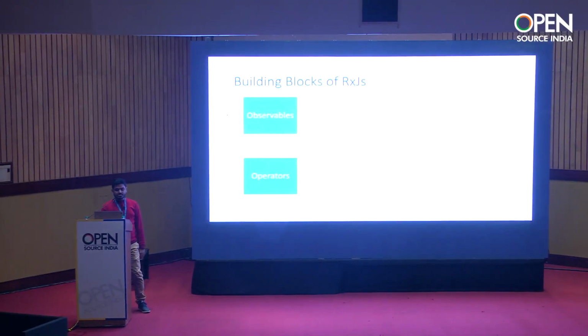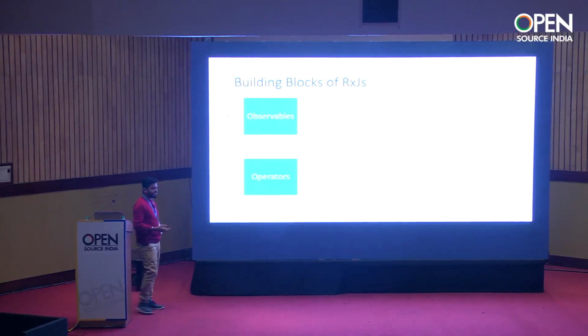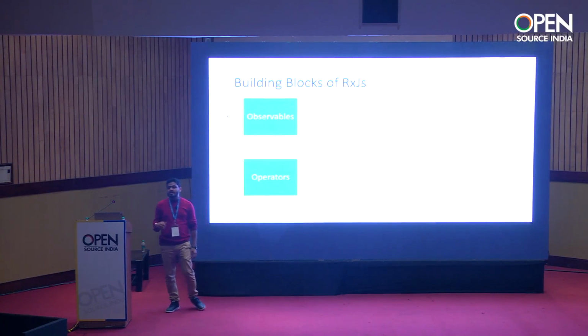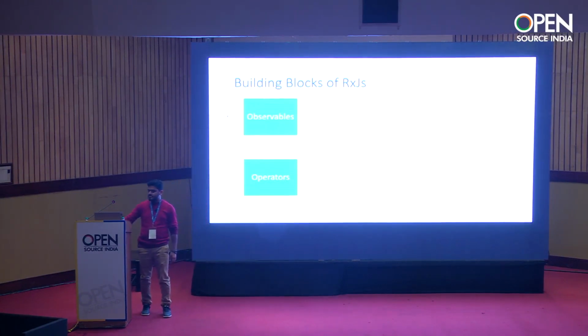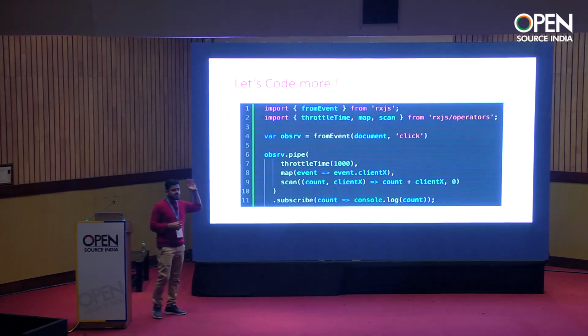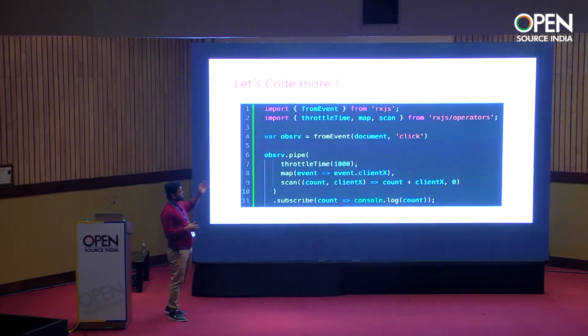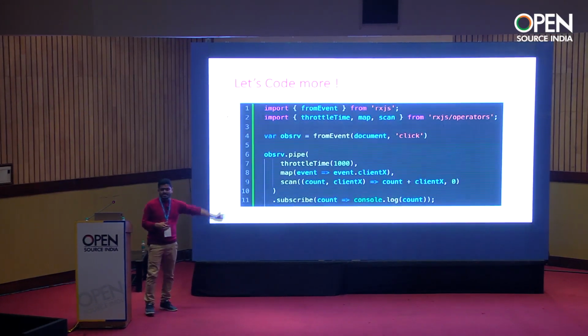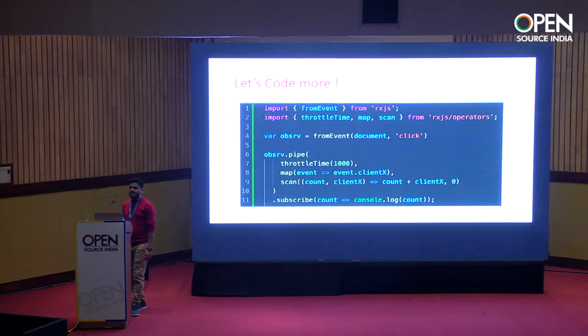Operators, so if you see, the operators are nothing but methods. There are 2 kinds of operators, one about transforming your data, one about creating the observable. So in my previous code snippet, fromEvent is nothing but an operator by which I have created an observable, and pipe, throttleTime, map, scan, everything is nothing but an operator by which I can transform my data.